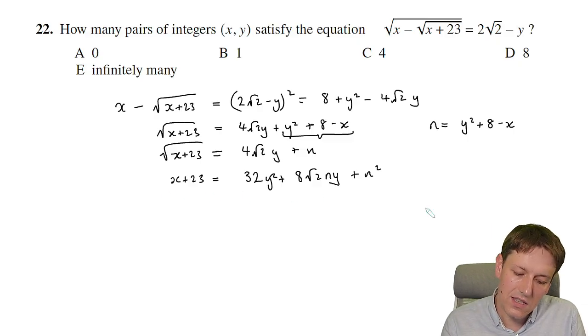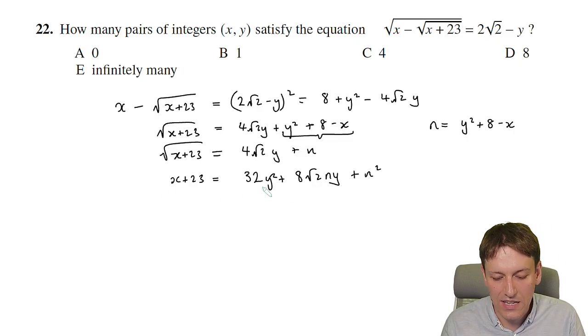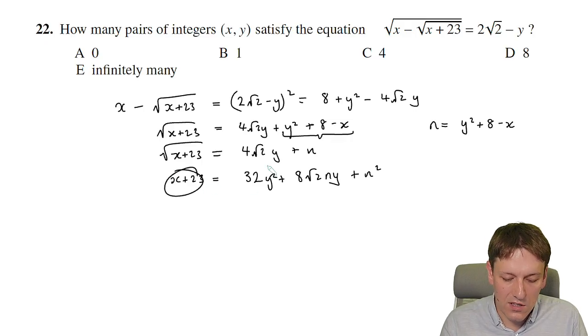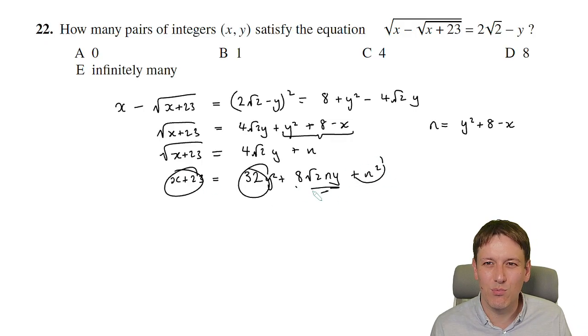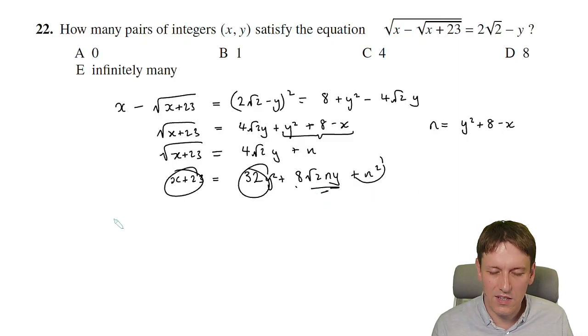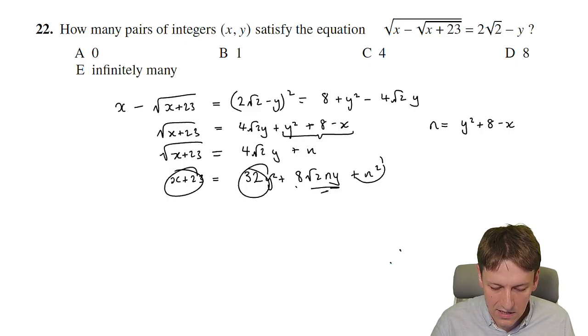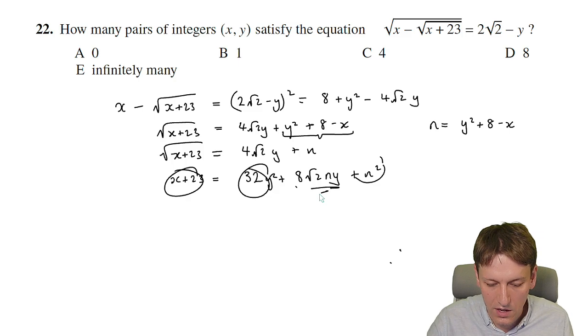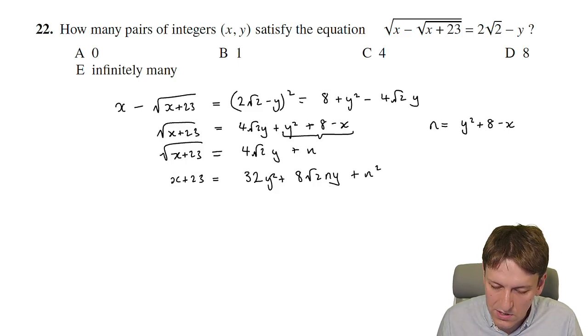Again, I need this equation to involve integers, right? x and y are integers. So I've got integer term, integer term, integer term, and so this term is going to be awkward. It's got a root 2 in it, so for this to make sense, that I've got integer equals integer, the only way for us to make sense of that is going to be if that term here, the 8 root 2 times n times y, is equal to 0.